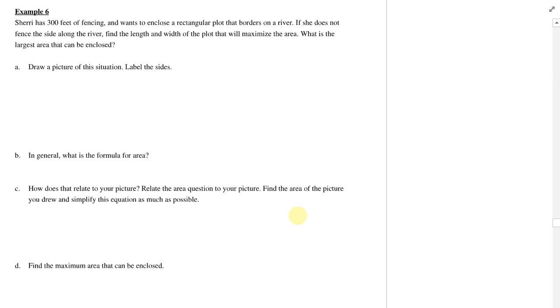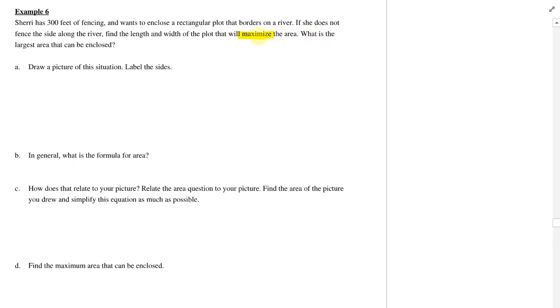Sherry has 300 feet of fencing and wants to enclose a rectangular plot that borders on a river. If she does not fence the side along the river, find the length and width of the plot that will maximize the area. What is the largest area that can be enclosed? You're probably wondering, what does this have to do with quadratics? I want to point out a key word here, the word maximize.